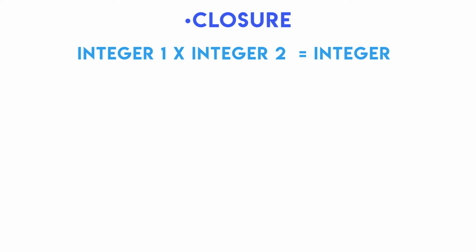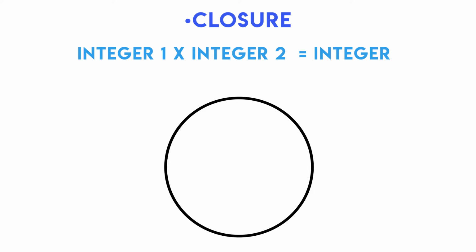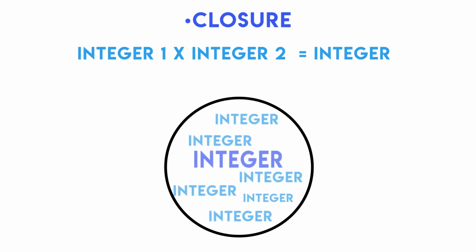When we multiply two integers, the result will always be an integer. This is closure property. Closure means something closed. Here it can be understood as multiplication of integers is closed in integer space, meaning any multiplication operation always results in a number which is part of the integer space.